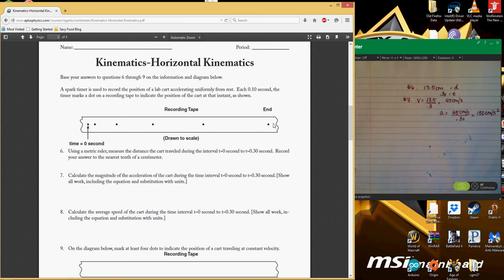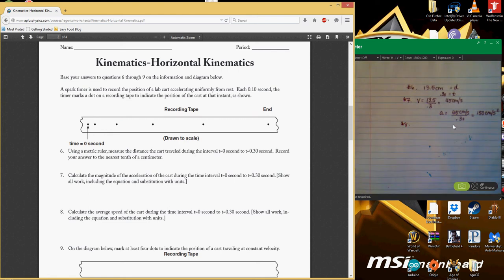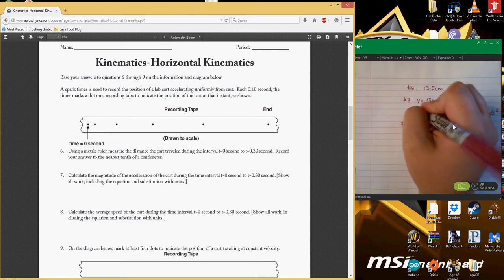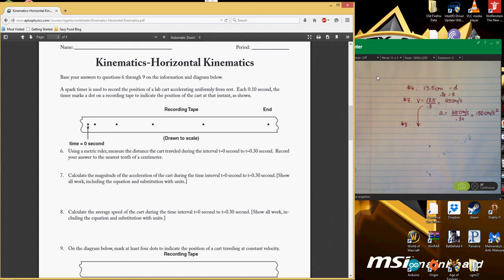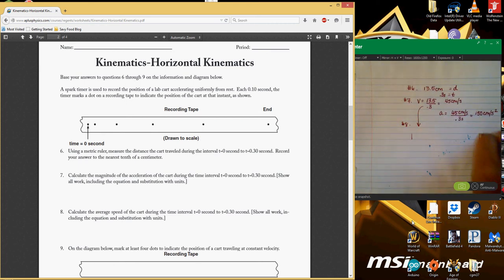If I'm looking for the acceleration, I do have to figure out what the velocity is. So velocity equals our distance, which is 13.5, divided by the time, which is 0.3. And that should give you 45 centimeters per second for the velocity. And then I can figure out the acceleration very easily. I know that it's 45 centimeters per second divided by 0.3 seconds, and my acceleration is 150 centimeters per second squared.